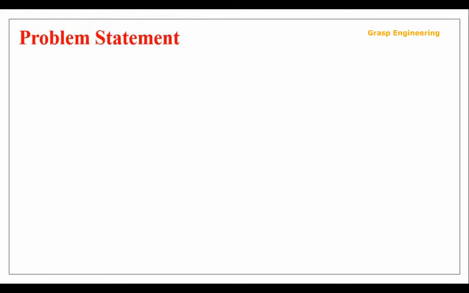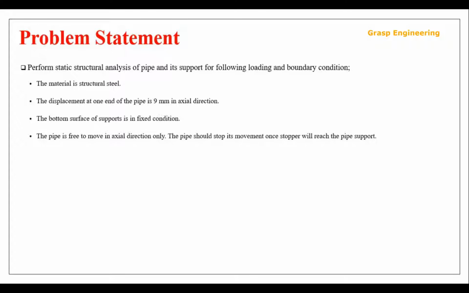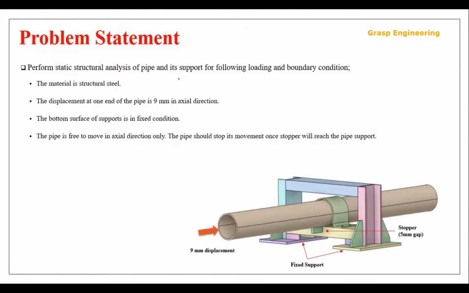So this slide represents the actual problem statement of our present video. Here we need to perform a static structural analysis of a pipe and its support. If you see, this is the pipe and this is the support, and here it is nothing but the clamp connection. And here is a stopper, which is 5 mm away from this C angle, or you can say the C channel. So these are the loading and boundary conditions.